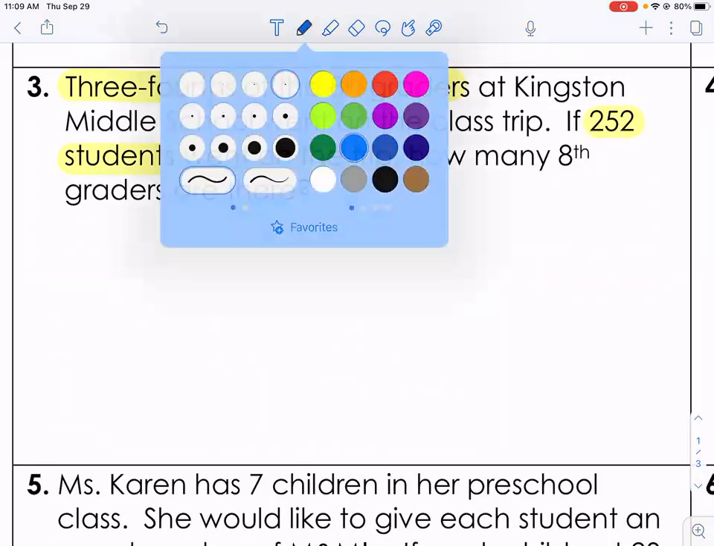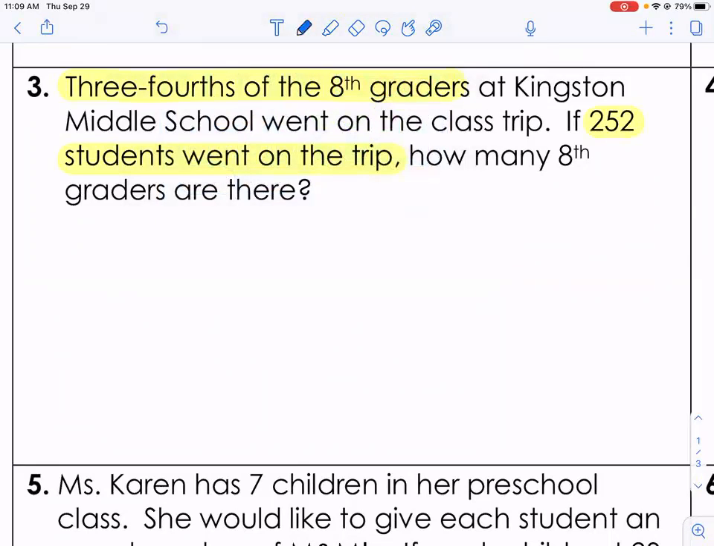Kinley, what variable did you choose? Did you choose a letter for our variable? No. F. Okay, F. And what is our variable going to represent, Kinley? What's the letter going to represent? How many 8th graders there are? Okay. How many 8th graders?